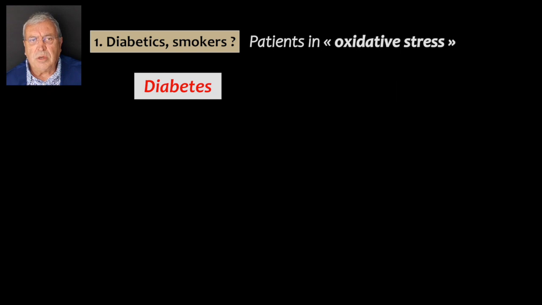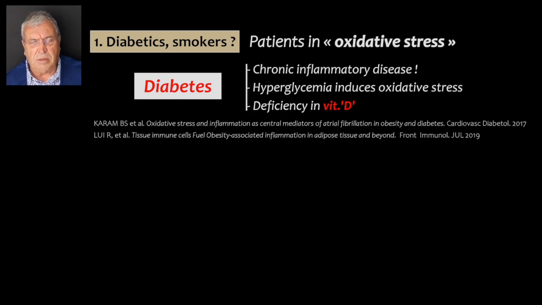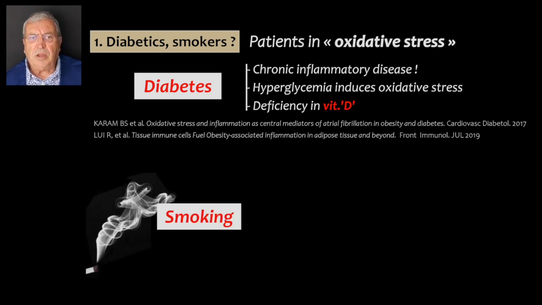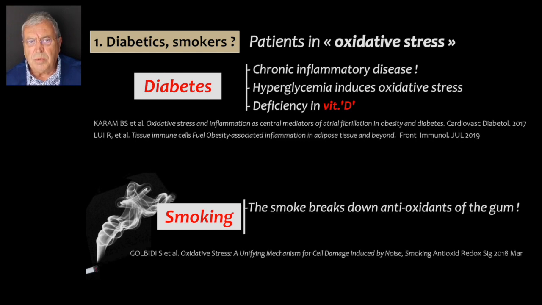Diabetes is first a chronic inflammatory disease with a high level of oxidant. But diabetics are also deficient in vitamin D. What is the issue in smokers? The issue is the smoke, because the smoke breaks down the antioxidant of the gum, making the gum oxidized. This is why the gum of smokers doesn't heal well, but they are also deficient in vitamin D.